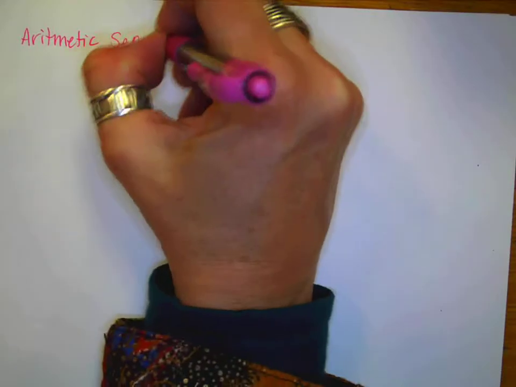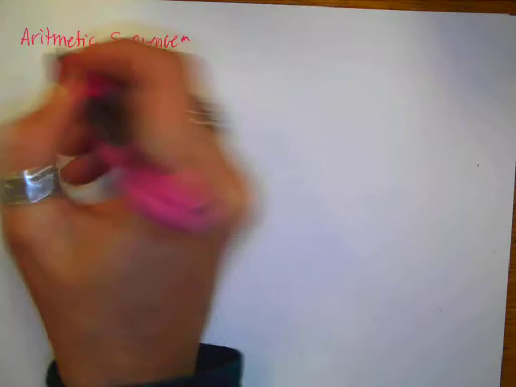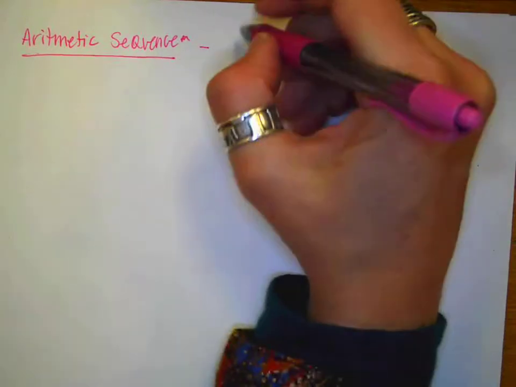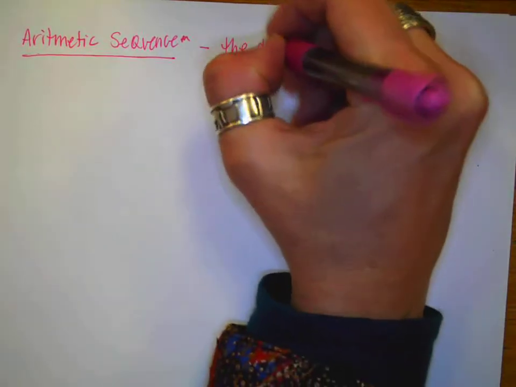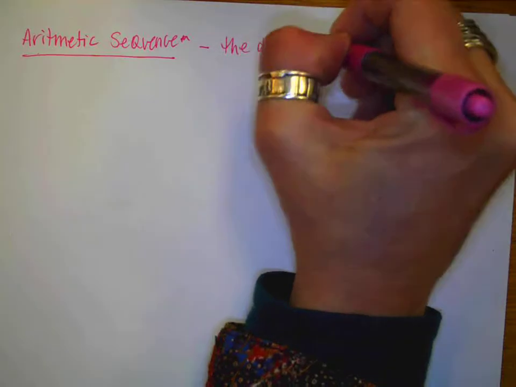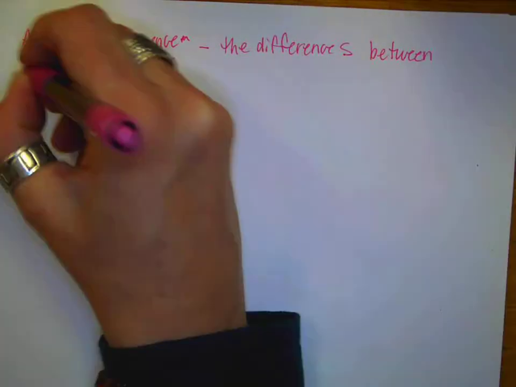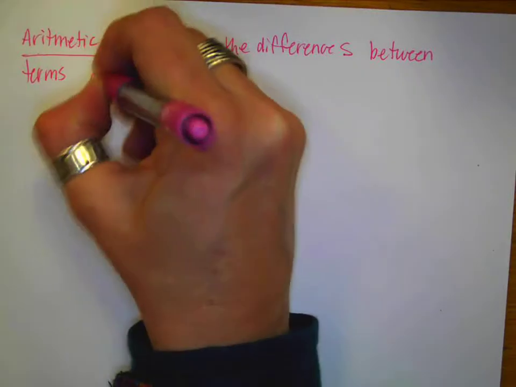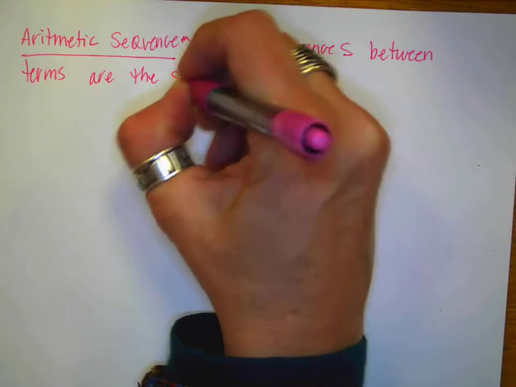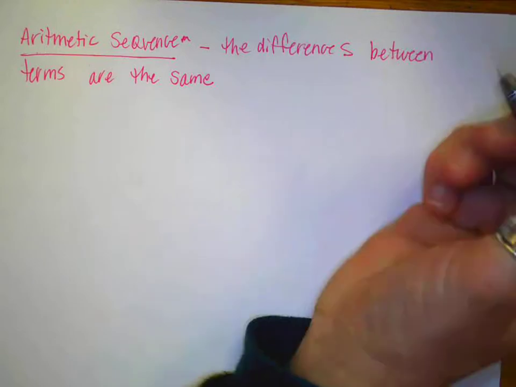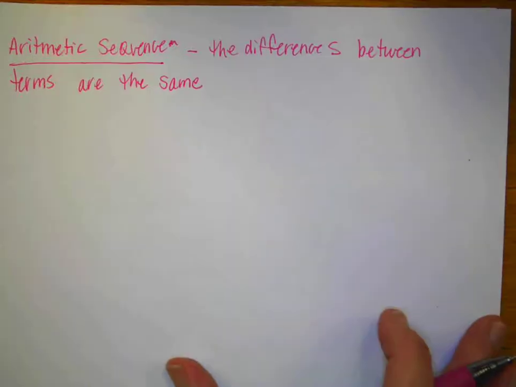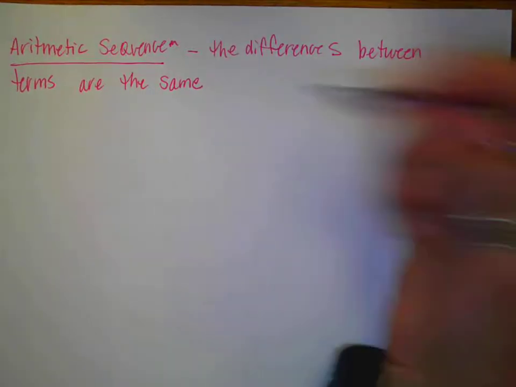So the next thing we want to talk about are a couple of different types of sequences. The first one that we're going to talk about is an arithmetic sequence. So an arithmetic sequence says that the differences between terms are the same.